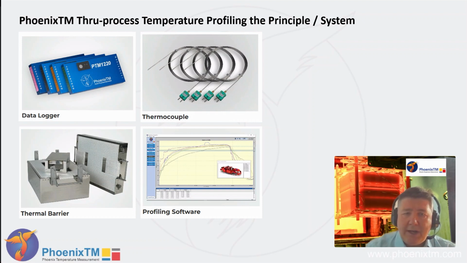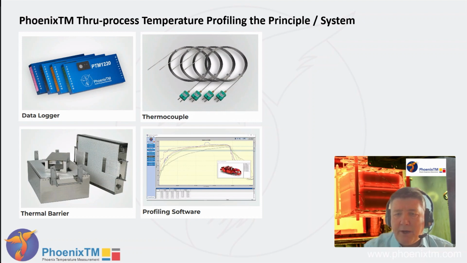Obviously, when we're working at temperatures up to 1000 degrees Celsius or 2000 degrees Fahrenheit, we need some form of thermal protection for the data logger, and that's where the device that we refer to as the thermal barrier comes in. This is basically a thermal enclosure that protects the data logger so that it's not damaged in the process, and it maintains the temperature of the data logger so you can guarantee the accuracy and the reliability of the data that the data logger is collecting.